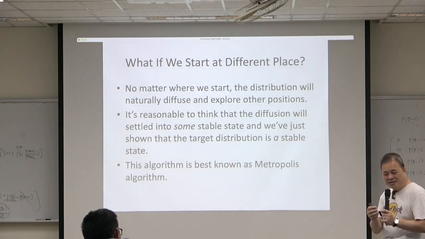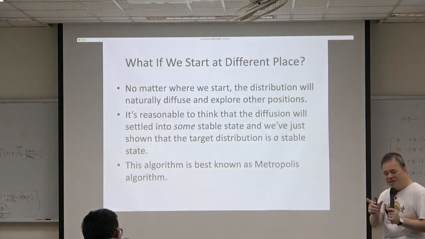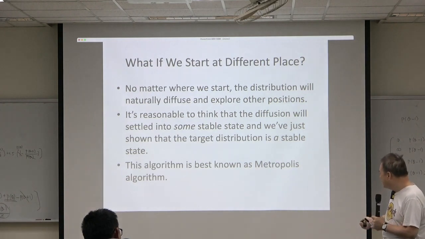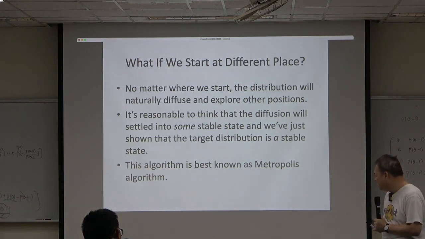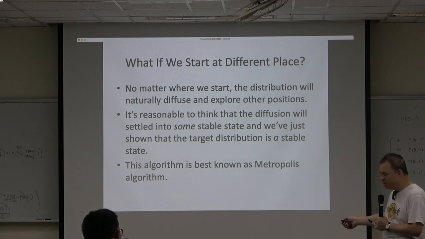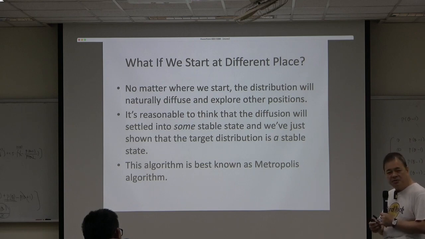If the result is significant, some professors will prefer to put their own name as the first author. But it happens that this Metropolis, his advisor is very nice, so he put his student as the first author, and so he got lucky. So his name is recognized, like the name of an algorithm. So it tells you that it's important to find a good advisor.